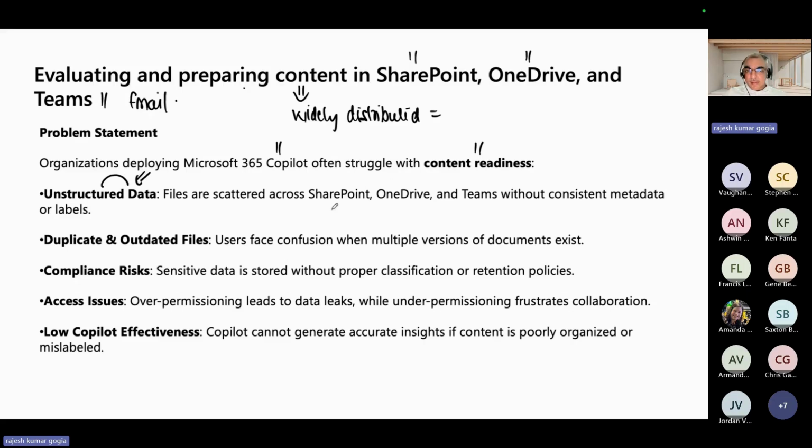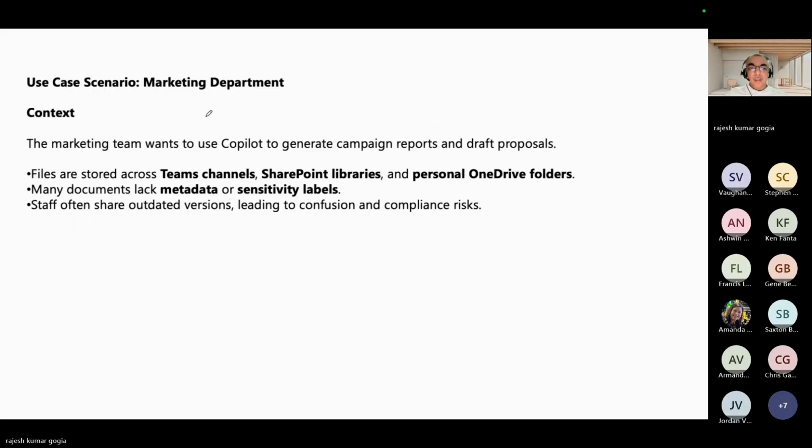Why? Because the data can be spread across without consistent metadata. Duplicates, outdated files, no versioning, multiple files, access issues. So how would you ensure that your content is ready? How are you going to evaluate? How are you going to prepare? Having this situation itself, see, again with the same scenario.